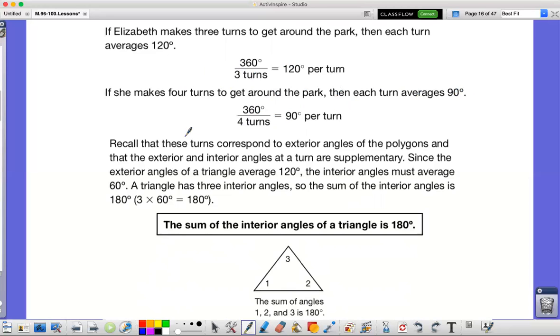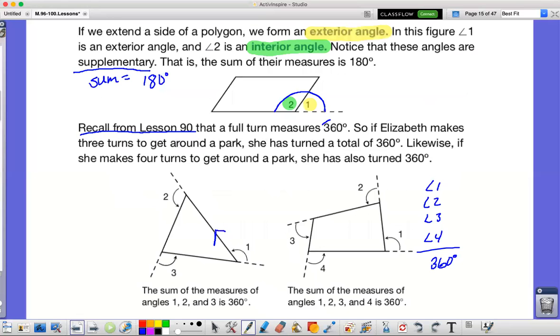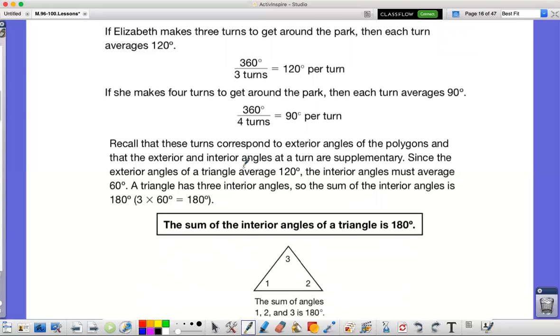So just remember that these turns correspond to exterior angles of the polygon. So if you look at them, see, this is an exterior angle, exterior angle, exterior angle. These are all on the outside of the polygon. And anytime you have exterior angles of the polygon and that exterior and interior angle combined, they're supplementary. What does supplementary mean? It means that they add up to 180 degrees.